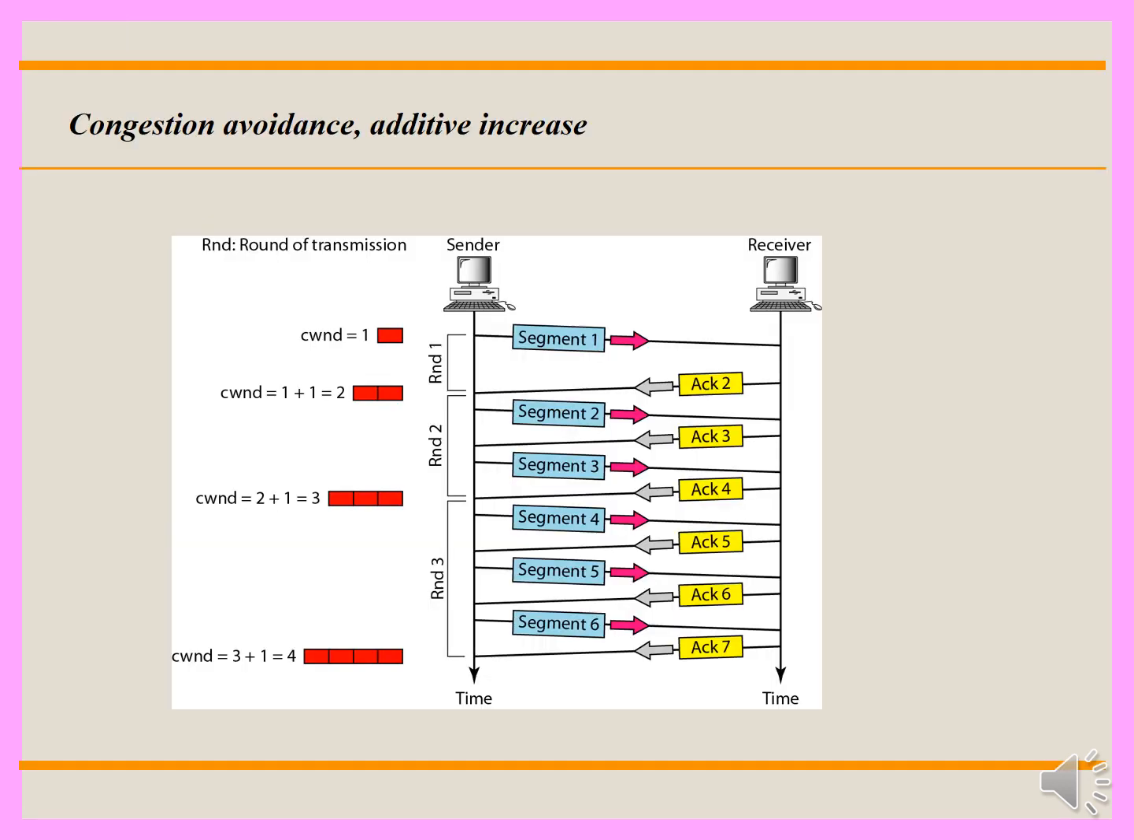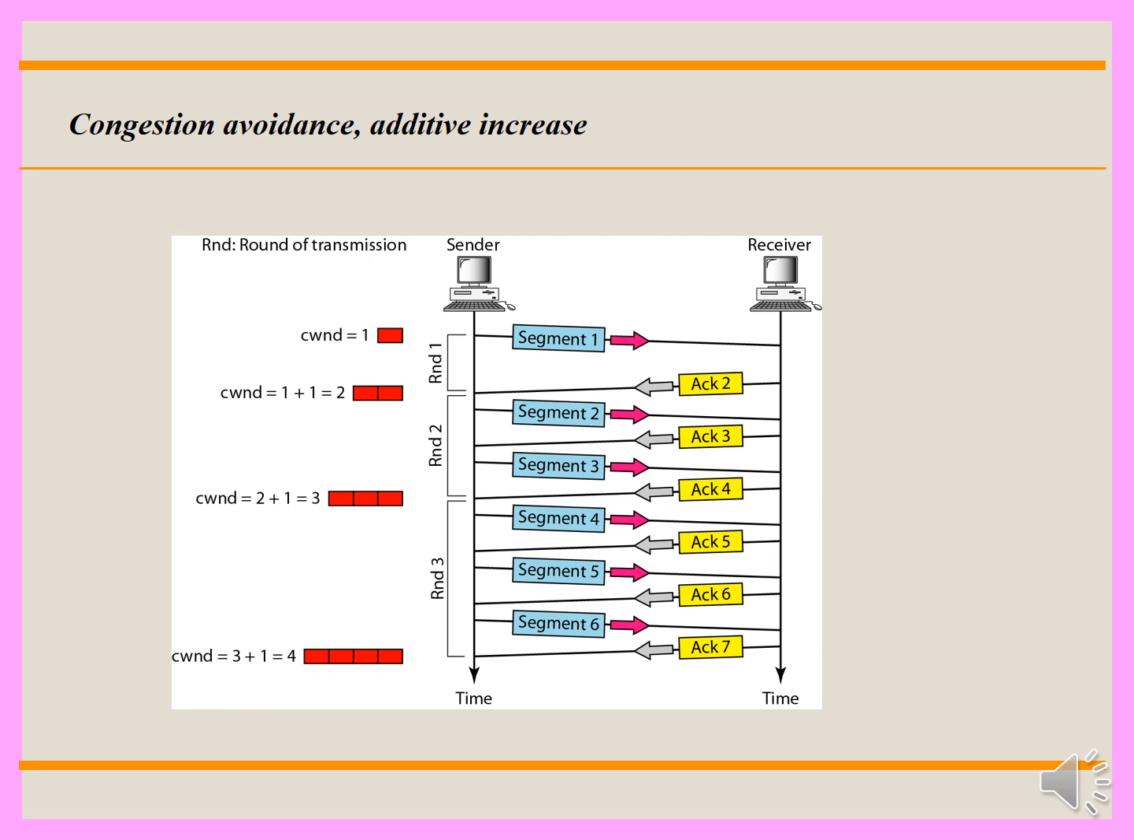Next is the congestion avoidance type, additive increase. Here in the figure you can clearly see rounds 1, 2, 3. In round 1 the congestion window is 1, then in round 2 it becomes 1 plus 1, in an additive manner. So 1 plus 1 is 2, and accordingly the acknowledgements are given. Then in round 3 it is 2 plus 1, that is 3, so CWND becomes 3.